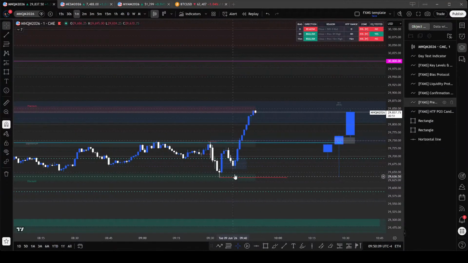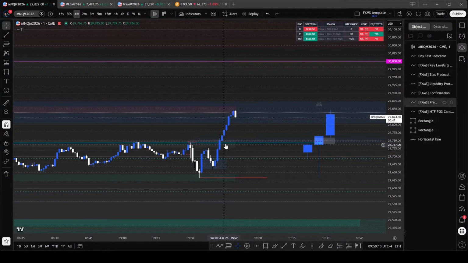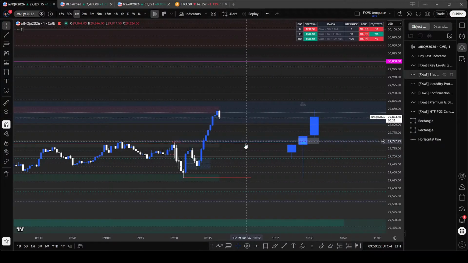Sometimes, even if it's 1 minute candles, these things move pretty quickly. And sometimes if you hesitate for just 1 or 2 minutes, price is gone, and that's just the way that the cookie crumbles sometimes.